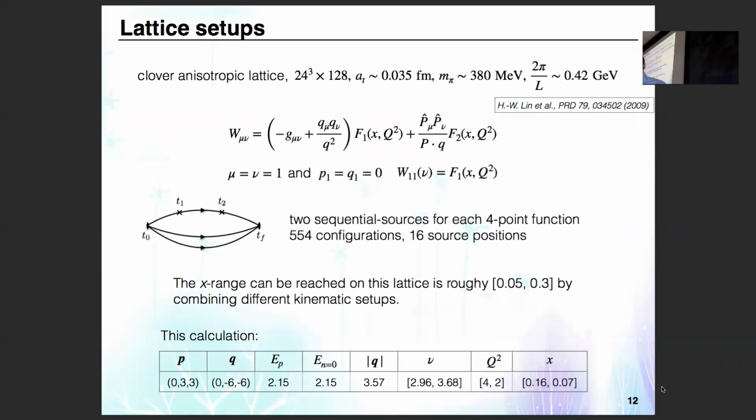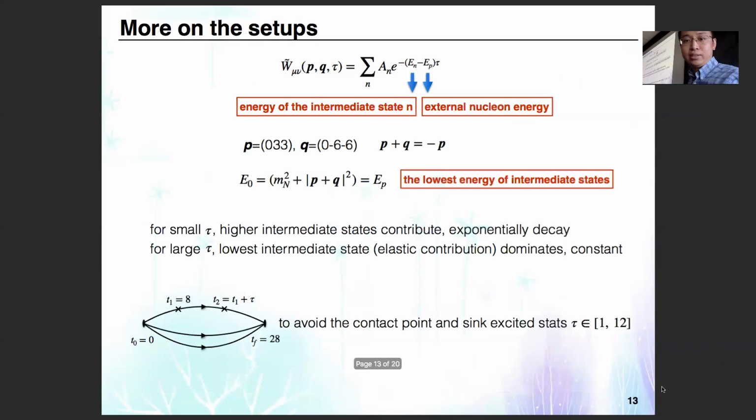In our calculation, we choose in lattice units PQ to be 0.33 and 0.6. So the energy of the proton is 2.15, and we choose a range of the momentum transfer to be 2 to 4 GeV squared, and the corresponding x range we can reach is this one. It is small, but this is our first calculation.